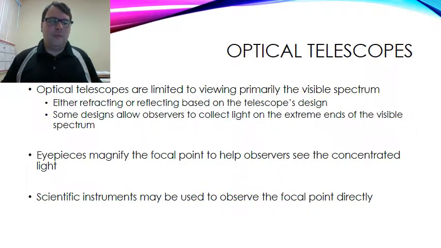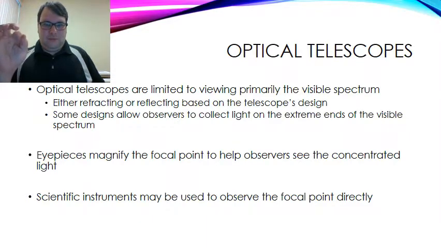Now, when we're looking at a telescope, it's very important to know that the eyepieces are magnifying the focal point, so the point where that primary lens has bent the light to. But the telescope is not magnifying the object. The telescope is simply collecting the light from the object. That's all it is. The eyepiece will magnify the light that is focused.